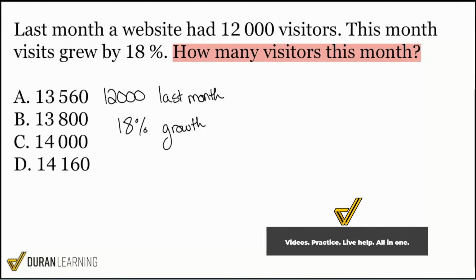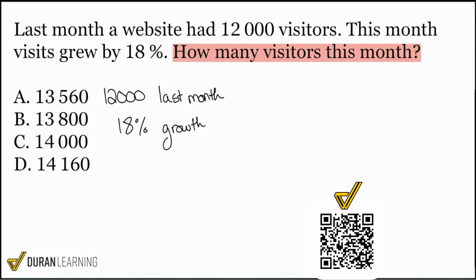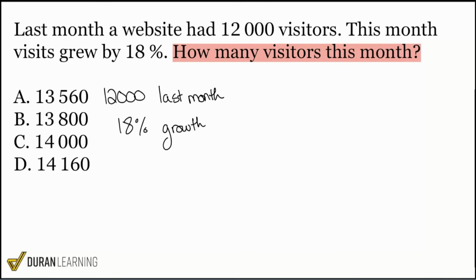So before we get to calculating, before we start throwing numbers together and hoping for the best, let's understand the situation. Everybody, what do we want? At the end of the day, what is it that we want? Do we want last month's visitors? Do we want the number in the increase? Or do we want something else? Yeah, we want this month. That's what we want. We don't care about last month. We don't care about the amount that they grew by. I just want to know that final amount for this month.